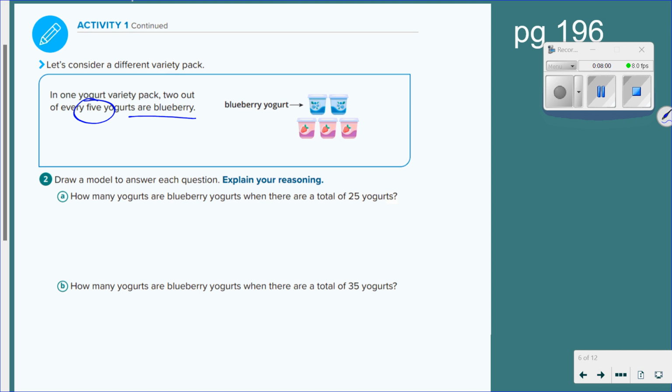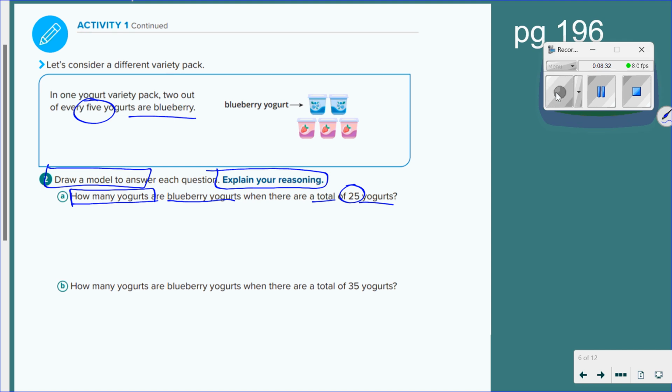Does everybody see that? Okay, so I'm going to give you a few minutes to see if you can do just A. It says draw your model and explain your reasoning. How many yogurts are blueberry yogurts when there are a total of 25 yogurts? I want you to draw it out and see if you can come up with your answer. Just A. I'm giving you 2 minutes. Go for it.